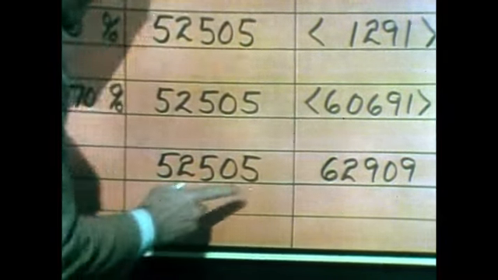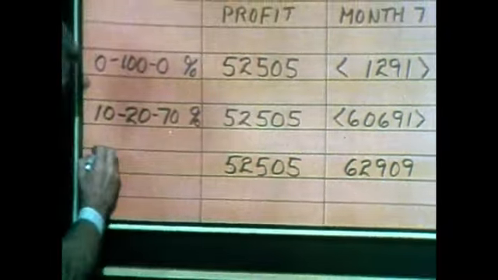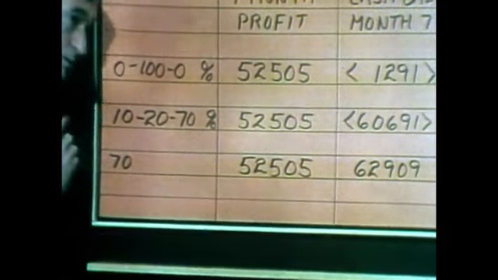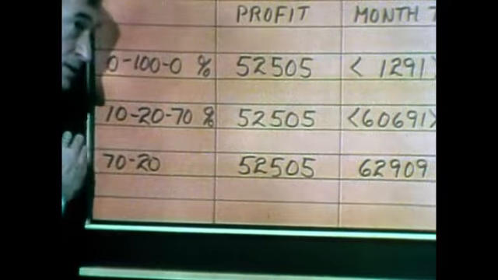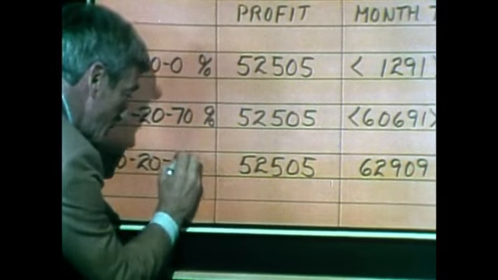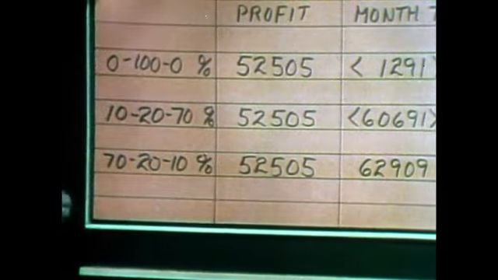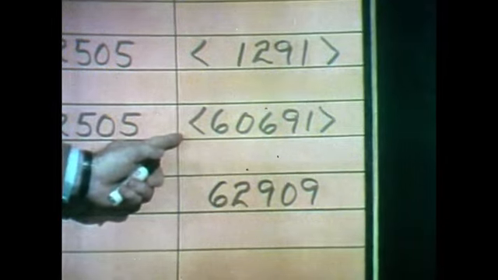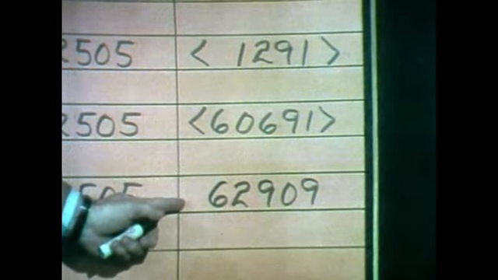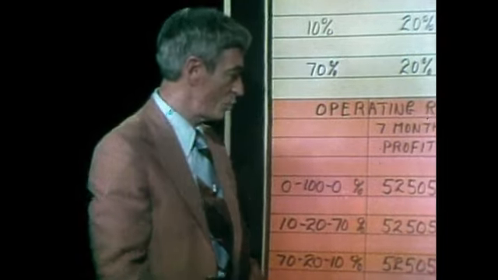The number is the same, $52,505. Now, that's the case where 70% of your customers paid you 1 month later, 20% paid you 2 months later, and 10% paid you 3 months later. Yes. That's a different result. It certainly is. I go all the way from disastrous overdrafts down at the bank to very attractive 5-figure balances. And what happened to the profit? It didn't change.